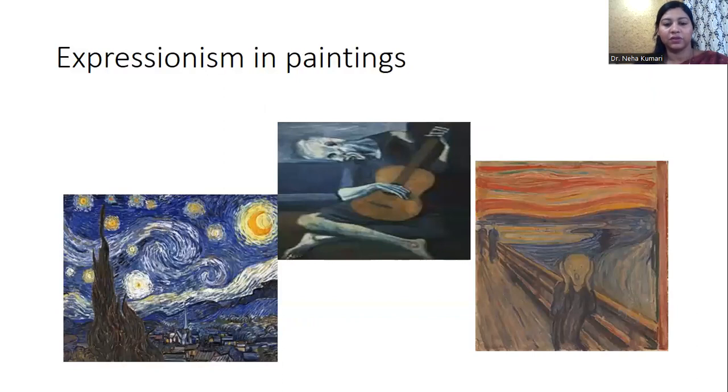So here are some of the expressionist paintings. You see the famous paintings. The boy, the old man with a broken neck.